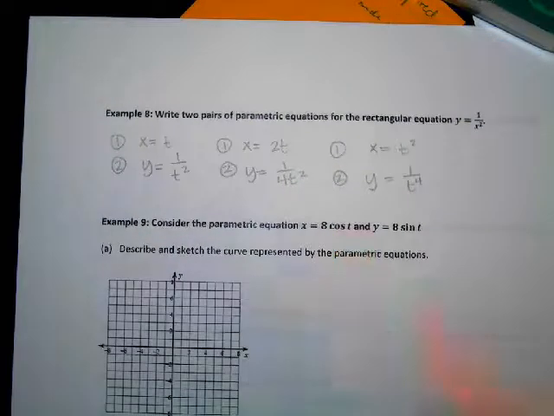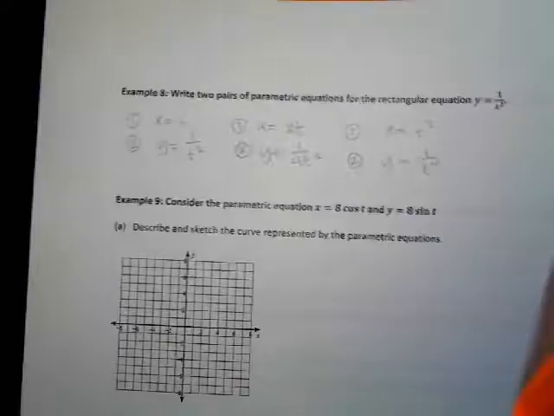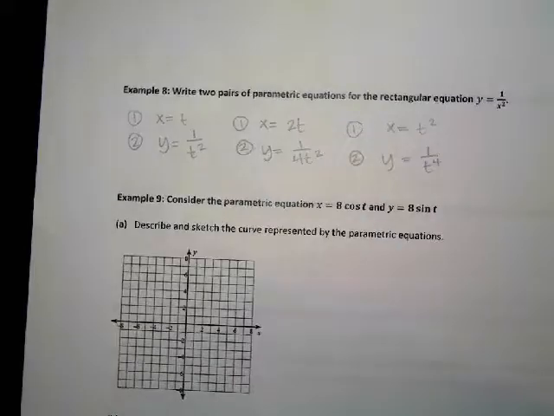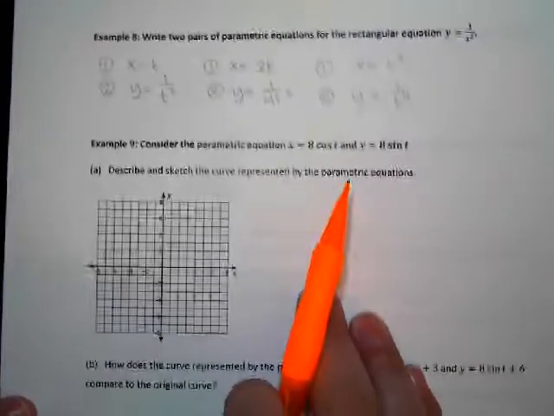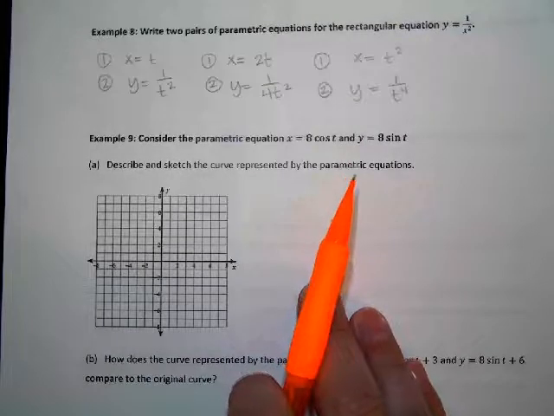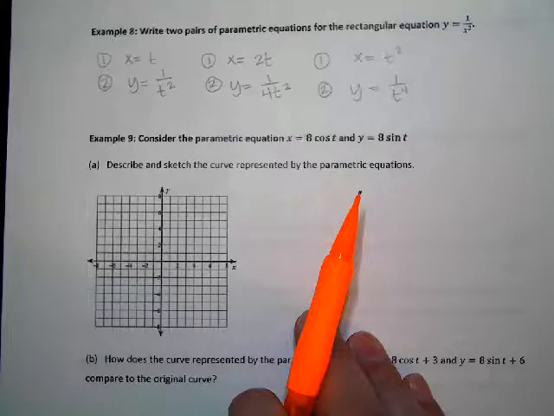So the next one says if we have x equals 8 cos t and y equals sine cos t, describe and sketch the curve represented by the parametric equations. So this is really common, so I want to show you how we do this conversion, and then we're going to go ahead and sketch it together so you can see how it works. And this one, if you were to do this on your own, you might not see it, so this is one that we memorize, okay?